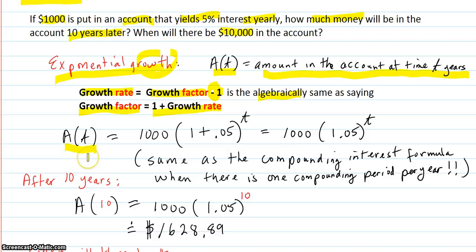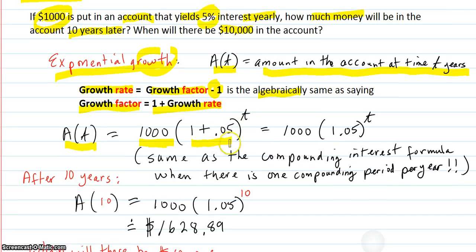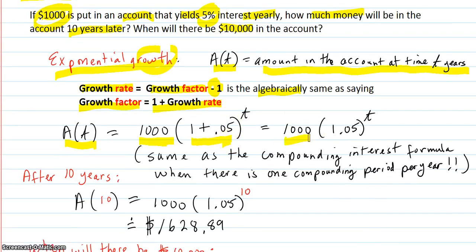Here's our function name. A of t is $1,000 initially. That's what they put in. And the growth factor is 1 plus the growth rate, which is 5%. So that equals 1,000 times 1.05 when you add them together. And this part right here really looks like the compounding interest formula, but when there's only one compounding period per year.